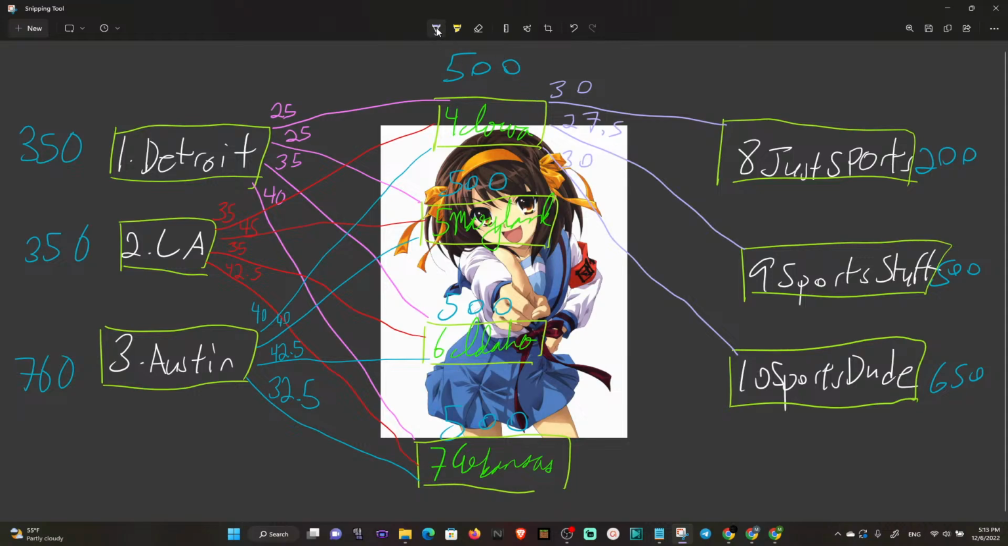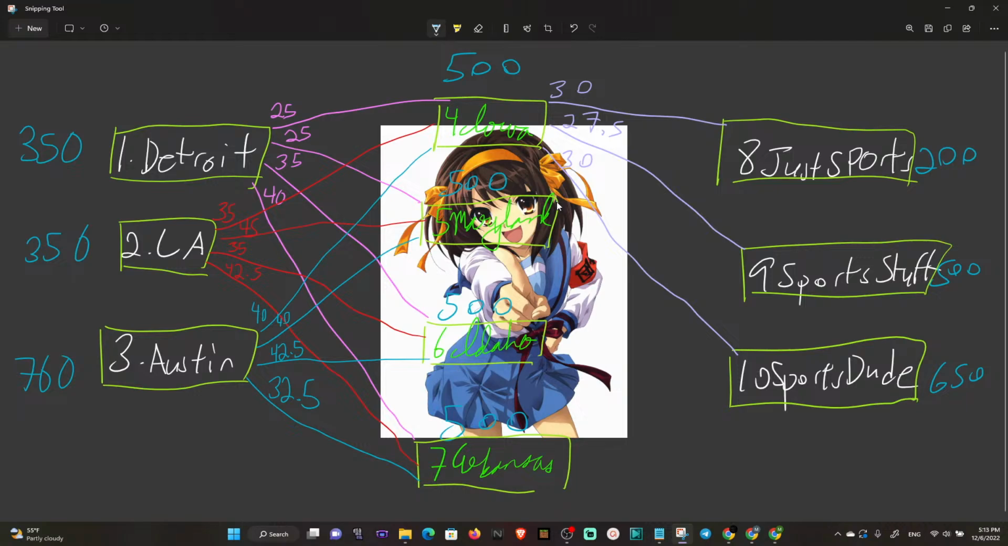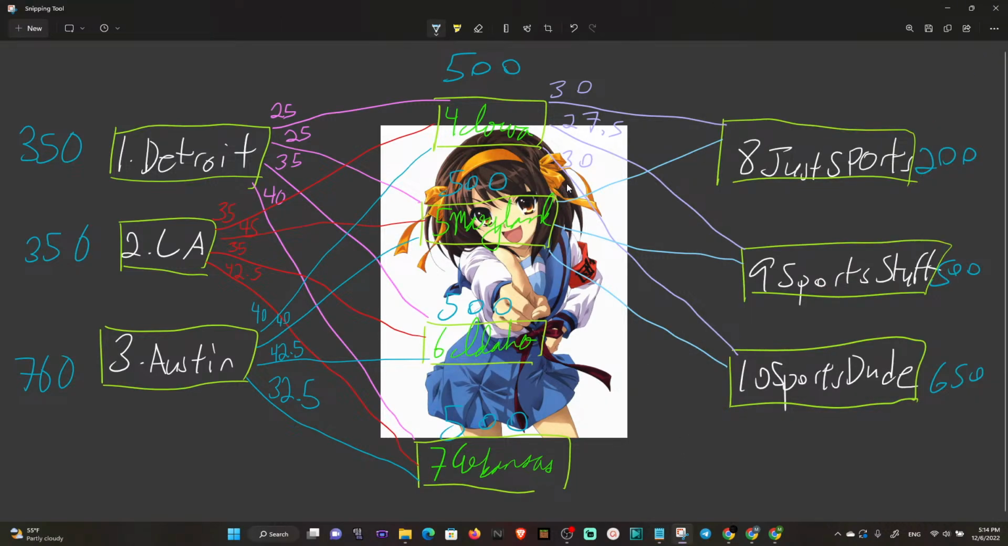And then we have to do it for Maryland as well. And for Maryland, we'll use pastel blue for just sport. Maryland then goes to sports stuff. And Maryland also sends to sports dude. So it'll be 20, 32.5, and 40. 20, 32.5, and 40.